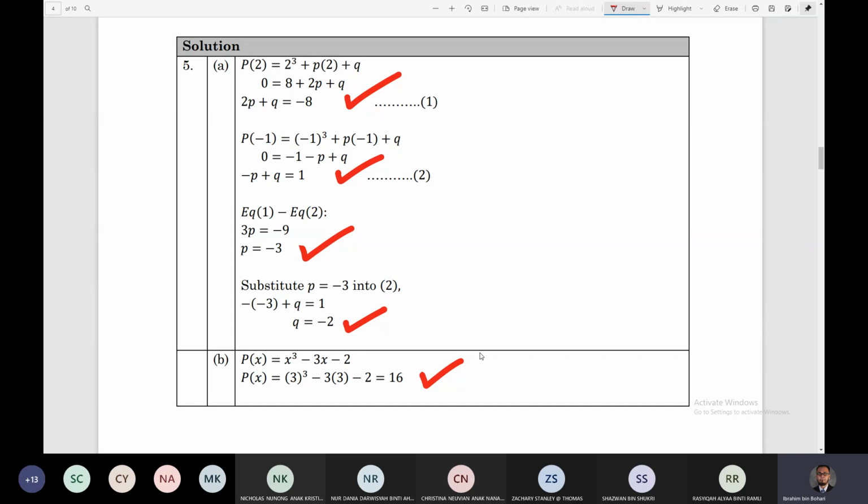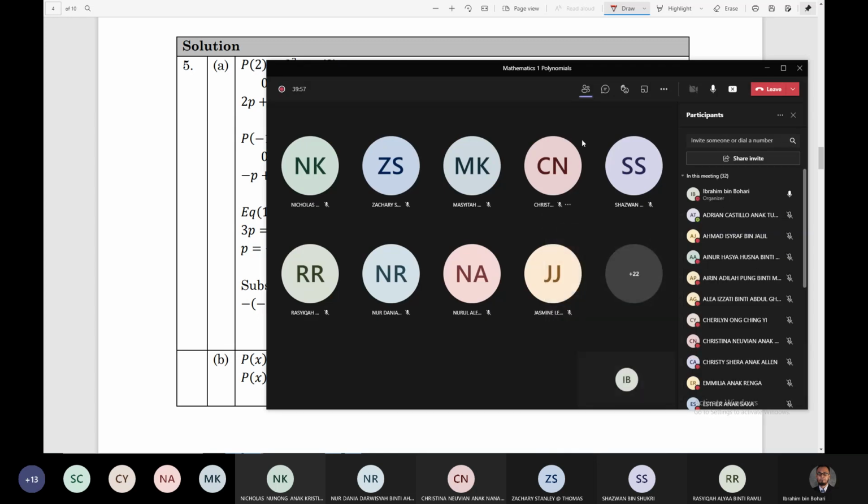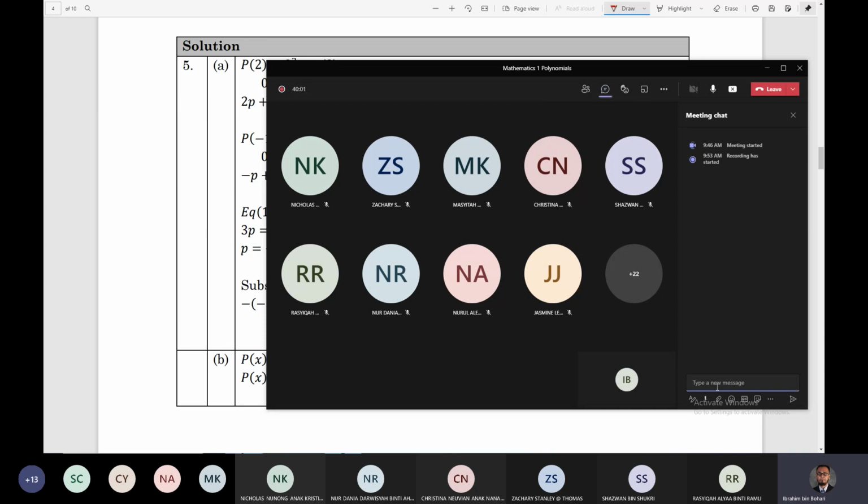Okay, saya buka soalan untuk LU3 polynomials daripada question 1 to question 10. You nak pakai mic pun boleh ataupun you type dalam chat meeting pun boleh. Okay, ada sebarang soalan, saya buka. You boleh type dalam chat meeting kalau ada soalan. Ataupun you pakai mic pun boleh. Saya tunggu kalau ada soalan.